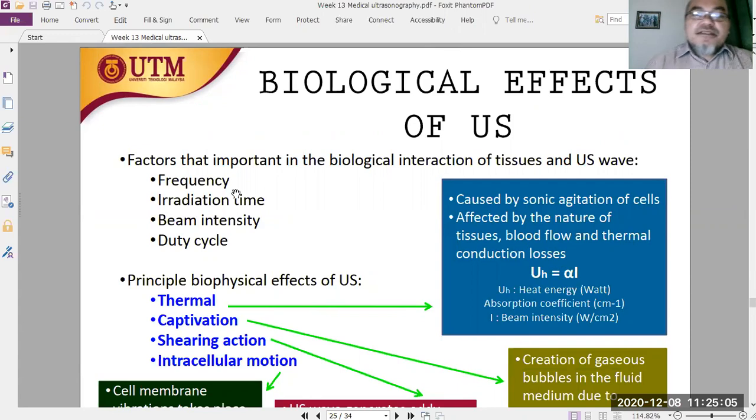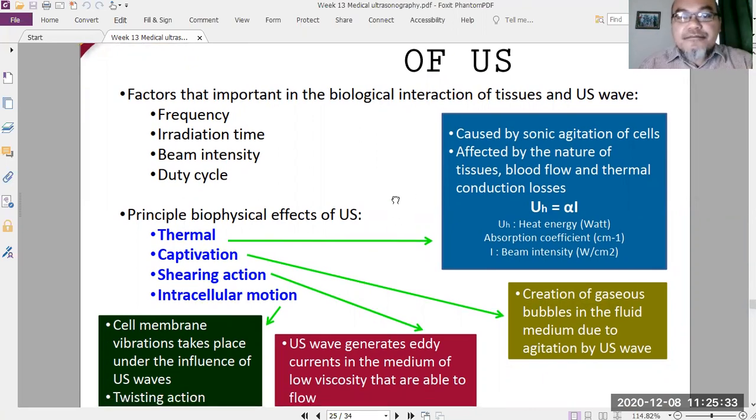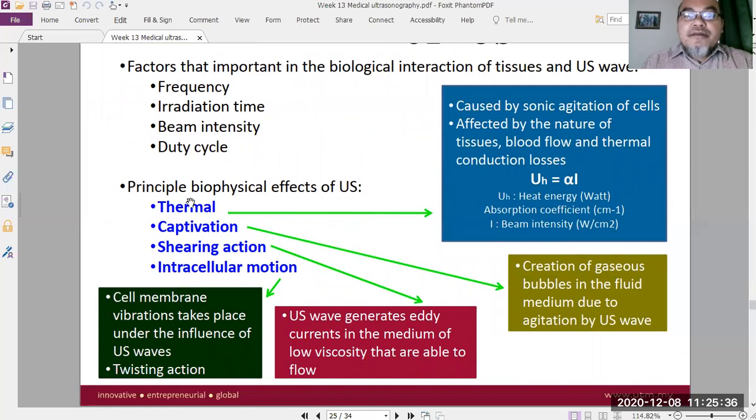And ultrasonography can have biological effects. The important factors in the biological interaction between the tissue and the ultrasonic wave are the frequency, the irradiation time, how long we irradiate the tissue with the wave, the beam intensity, and the duty cycle. Okay. So the principles of biophysical effects in ultrasonography are thermal, cavitation, shearing action, and intracellular motion.